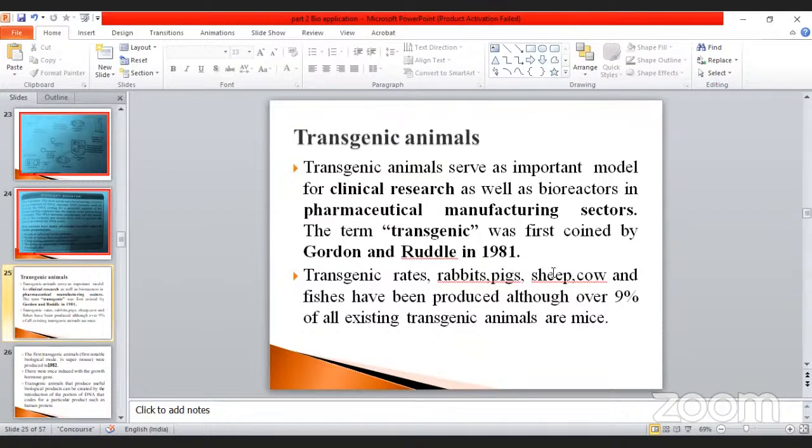Okay. See that one. What examples have been given? You must note them down. Three points are very, very important. Transgenic animals are mostly involved in clinical research and pharmaceutical manufacturing. The term transgenic was coined by the scientists Gordon and Ruddle in the year 1981. How many percent? 9% of existing transgenic animals are mice.